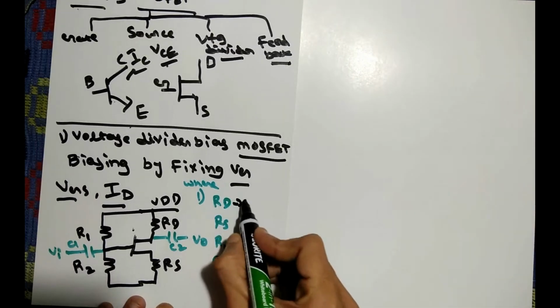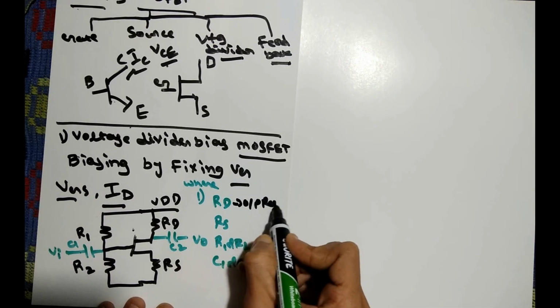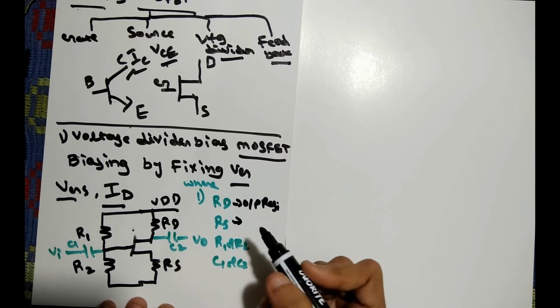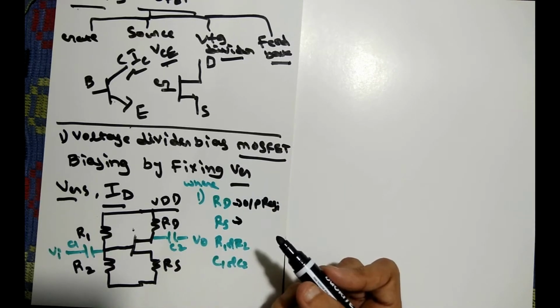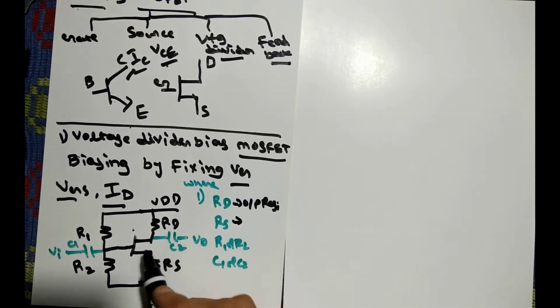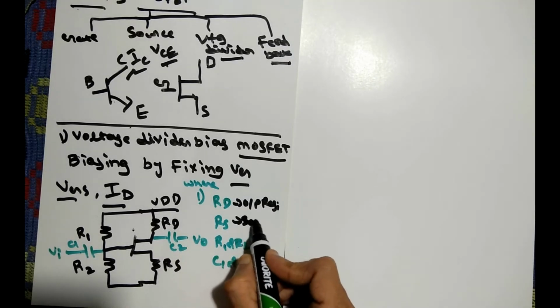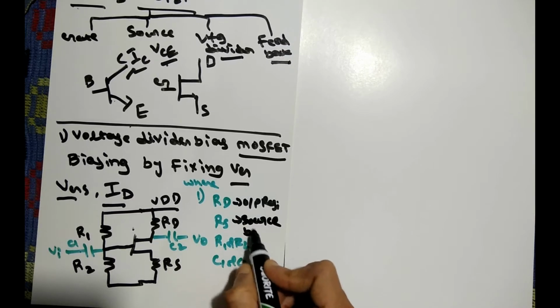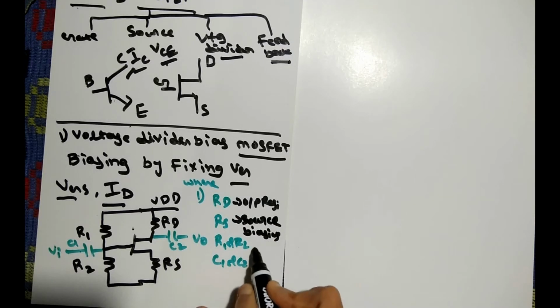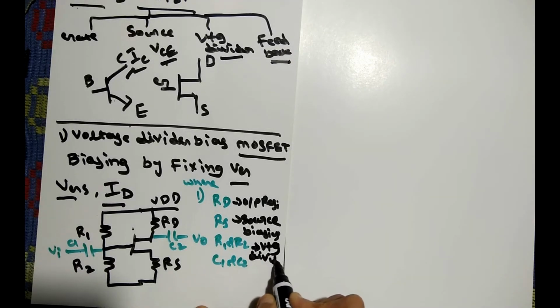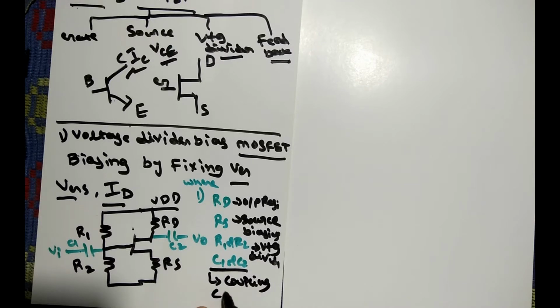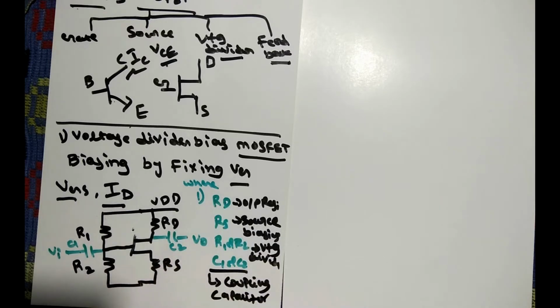RD is nothing but the output resistance, or we can call it the drain resistance, and RS we can call the source resistance, also called the source biasing or stability resistance. R1 and R2 we know are the voltage divider biasing or input resistance. And C1 and C2 are the coupling capacitors. So these are the components we are using for the voltage divider bias.